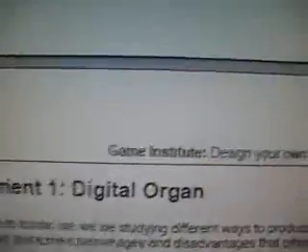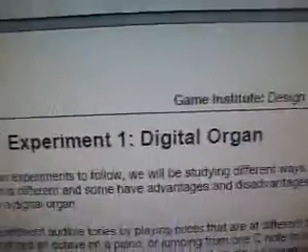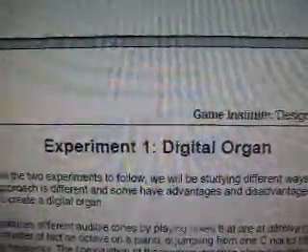This is lesson six of the Design Your Own Game Console course on GameInstitute.com. I highly recommend it. It's taught by Andre Lamoth and Joshua Hintz.